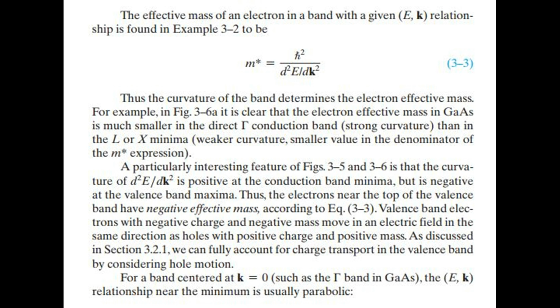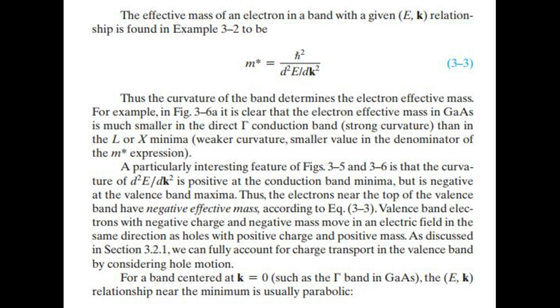Thus, the electrons near the top of the valence band have negative effective mass, according to Eq. 3.3. Valence band electrons with negative charge and negative mass move in an electric field in the same direction as holes with positive charge and positive mass. As discussed in section 3.2.1, we can fully account for charge transport in the valence band by considering hole motion.